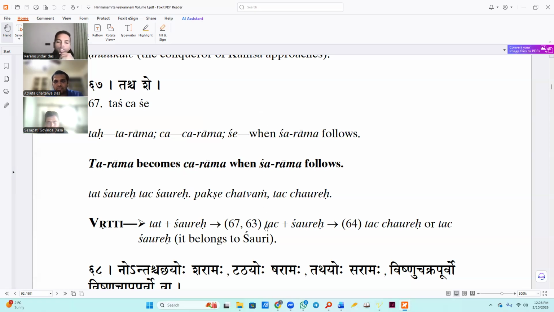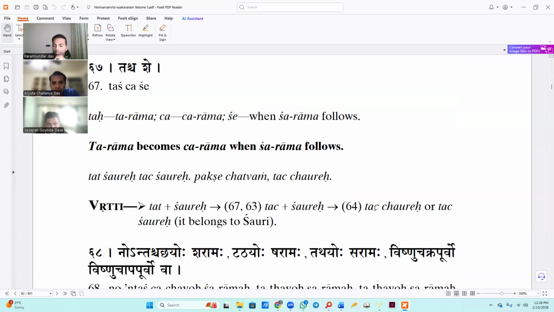Anyhow, we'll see. So Tach Shaure, and then Tata Shashchova is applied after that. So Tach Chaure or Tach Shaure. Generally now they apply both the rules, Tascha She and Tata Shashchova. Like Tasmat Shastram Pramanam Te, Bhagavad Gita, 16th chapter, last verse. So Tasmat Shastram becomes Tasmat Chastram. These two rules are always applied nowadays.